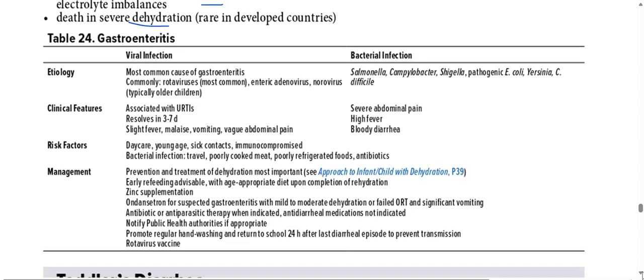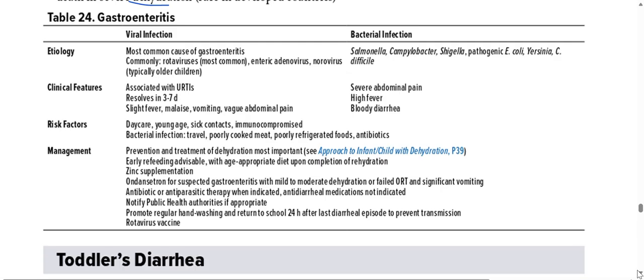Okay, gastroenteritis, viral and bacterial, how to differentiate between the two? The most common is viral, and rotavirus is the most common. Other causes can be norovirus and enteric adenovirus. Bacterial infections, again, the names that we already read: Salmonella, Shigella, Campylobacter, E. coli, and Yersinia. Viral gastro is associated with upper respiratory tract infections and resolves in 3 to 7 days. There will be mild fever, malaise, vomiting, and vague abdominal pain.